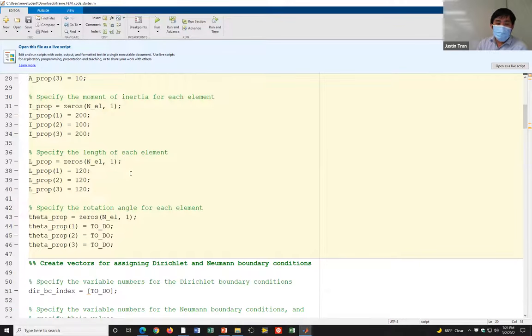Now we come to the orientation angles. We're just going to fill these in as well, but we have to be a little bit careful how we do this. Later on in the code, we're going to use the built-in sine and cosine functions in MATLAB.